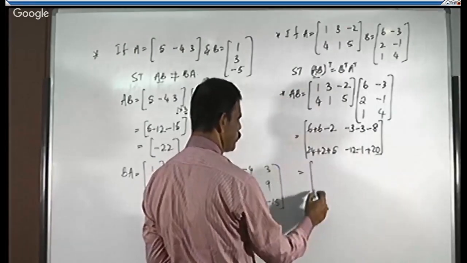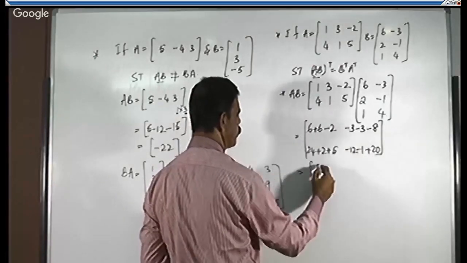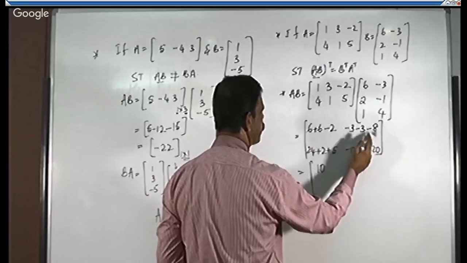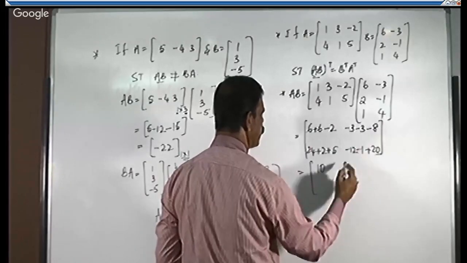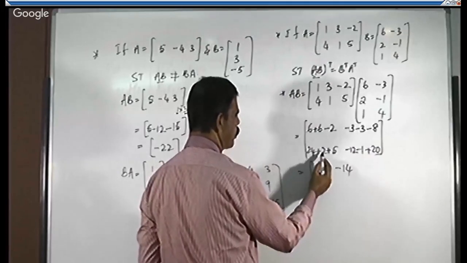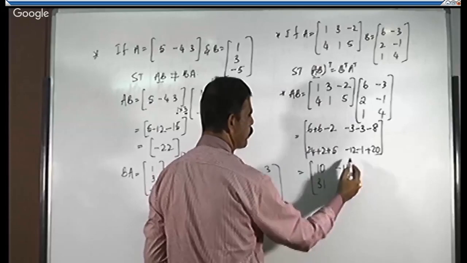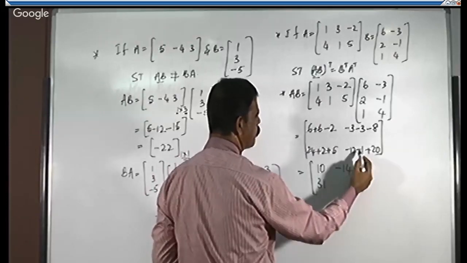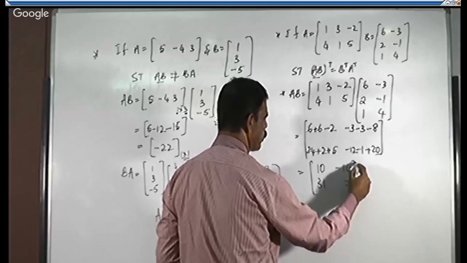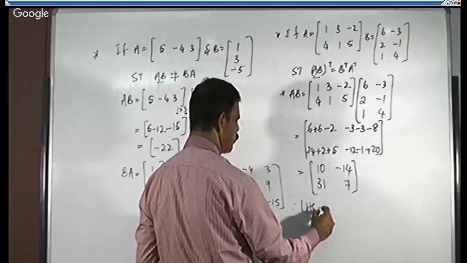Just write the simplified answer. 6 plus 6, 12. 12 minus 2 is 10. Minus 3, minus 3, minus 8. Minus 6, minus 8 is minus 14. 24, 26, 31. Minus 12, minus 1, minus 13. Minus 13 plus 20 is 7. So therefore, left hand side is equal to what?